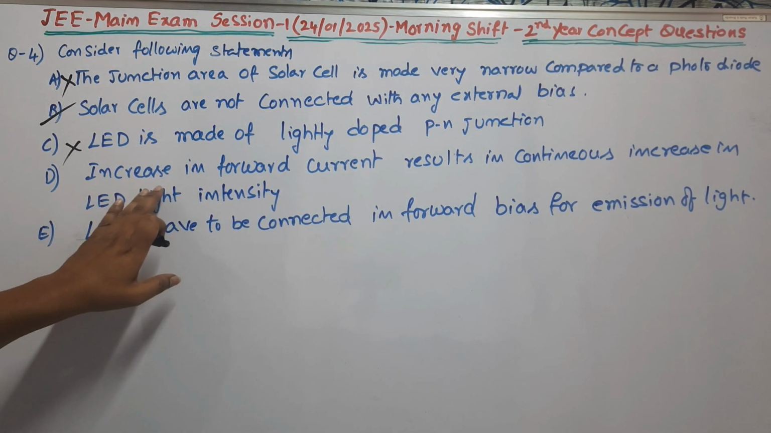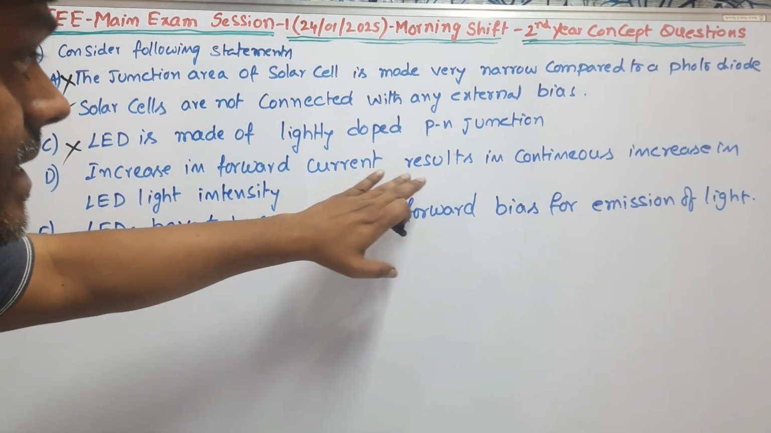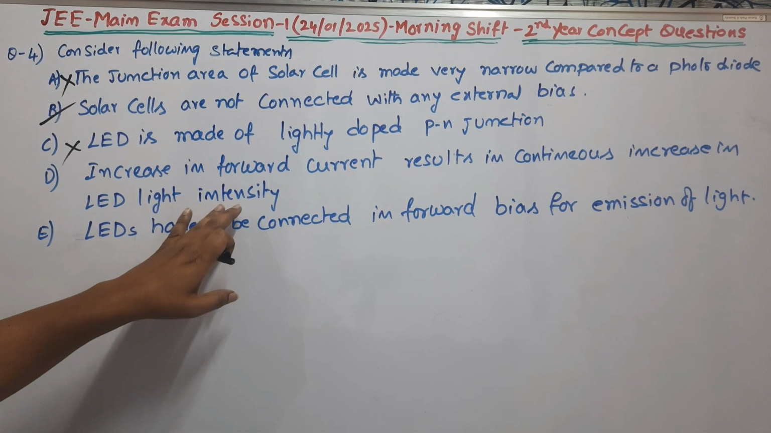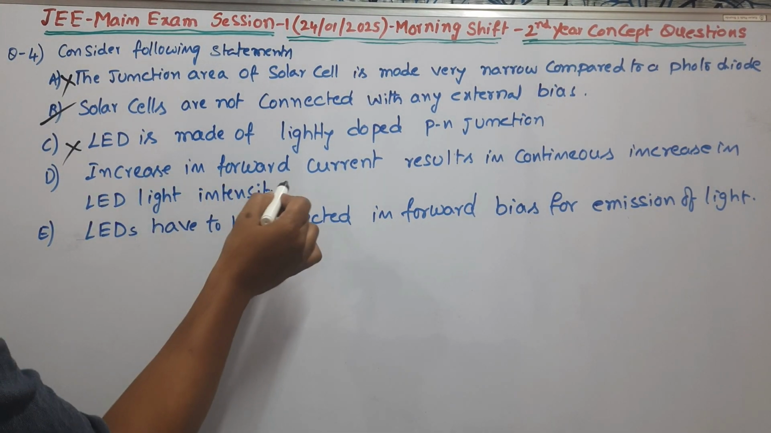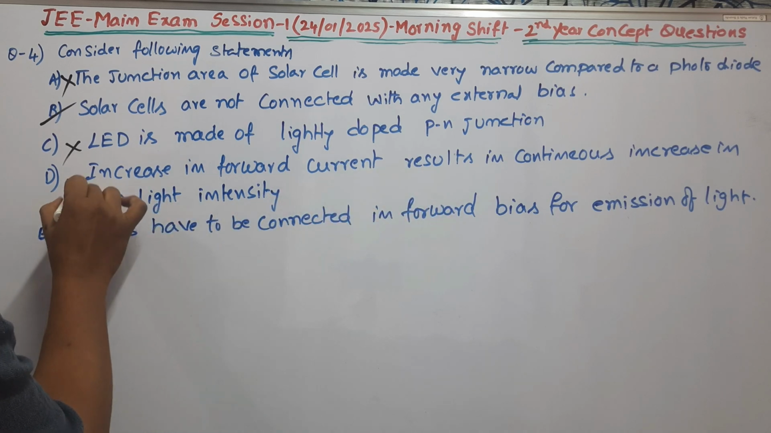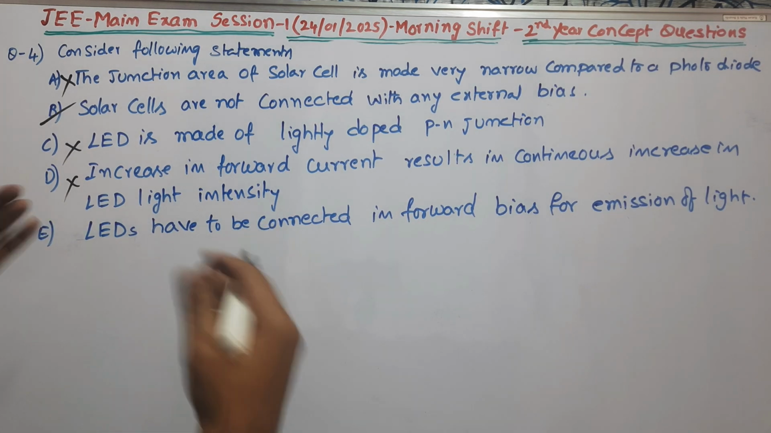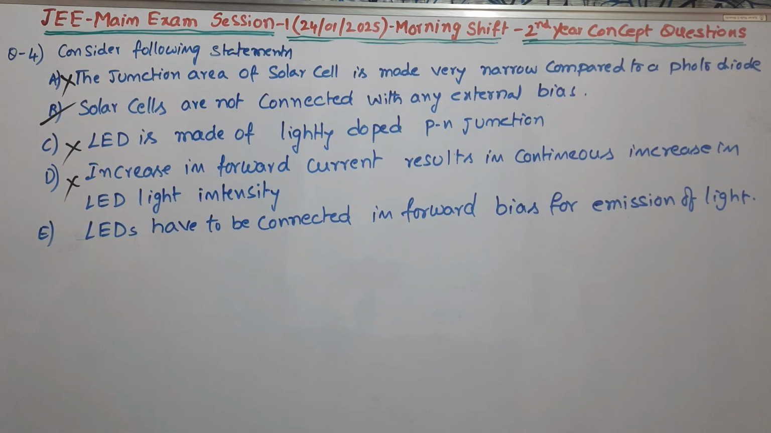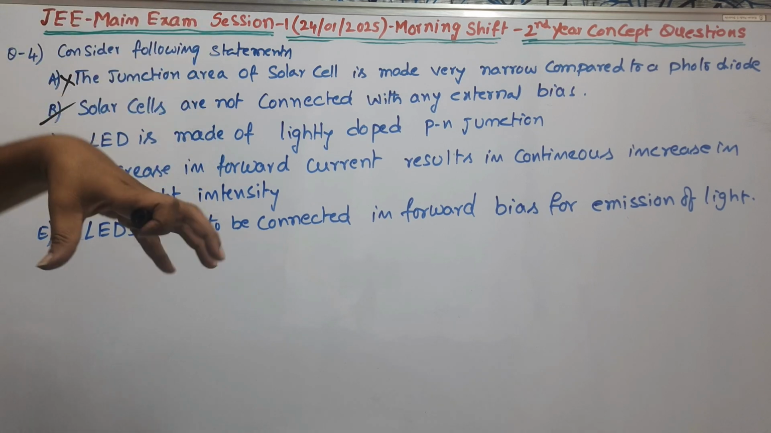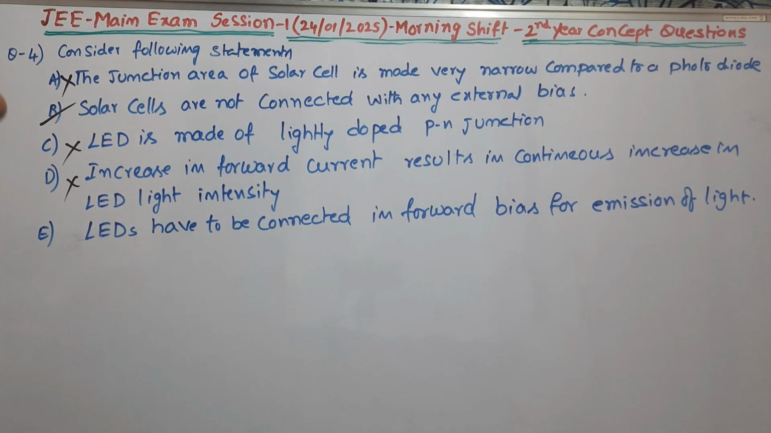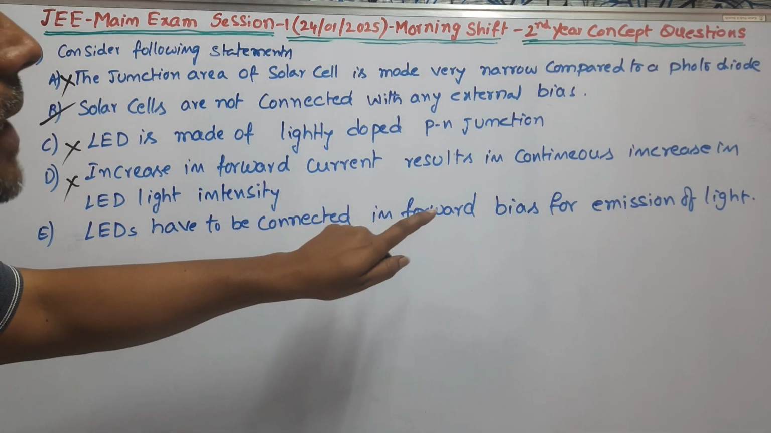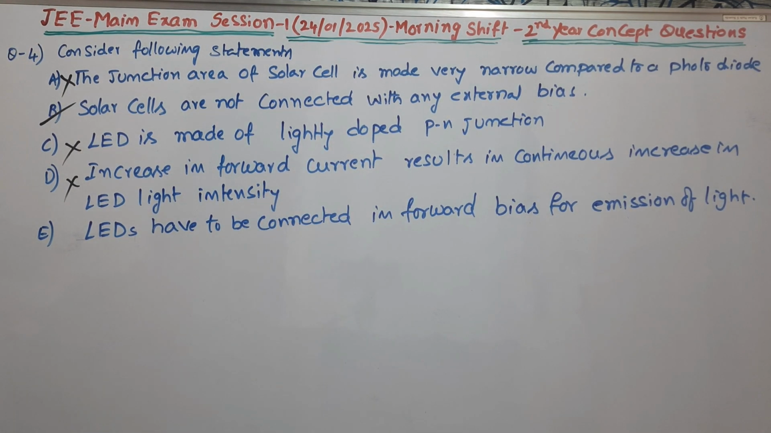Next, increase in forward current results in continuous increase in LED light instantly. Already I told you, it is also not correct, it is wrong. Why? Because the intensity of LED depends on incident radiation only, but not on increase in forward current. Next, option E: LEDs have to be connected in forward bias for emission of light. Yes, it is correct. So options B and E only are correct in this question.